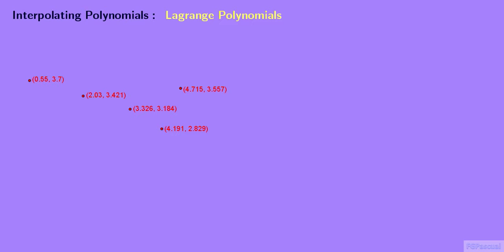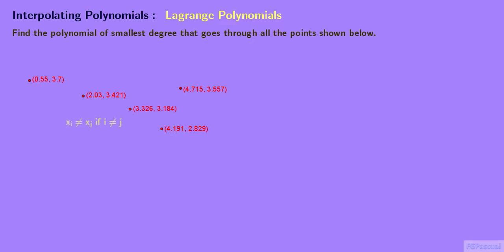For this lecture, we are given a set of 5 points. We are to find the polynomial of smallest degree that passes through all the points shown below. Because the x-coordinates of the points are all different, this polynomial of smallest degree exists and is unique.